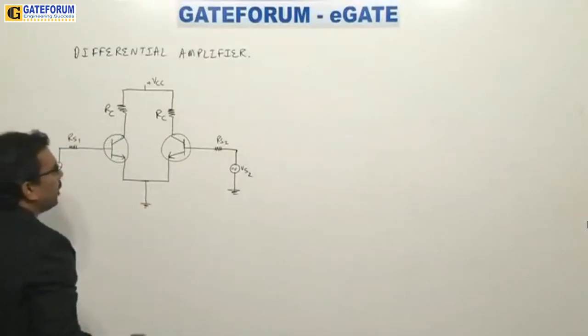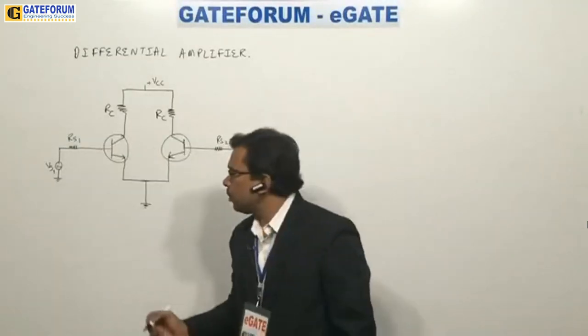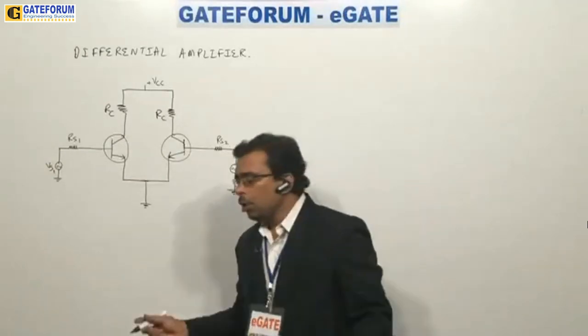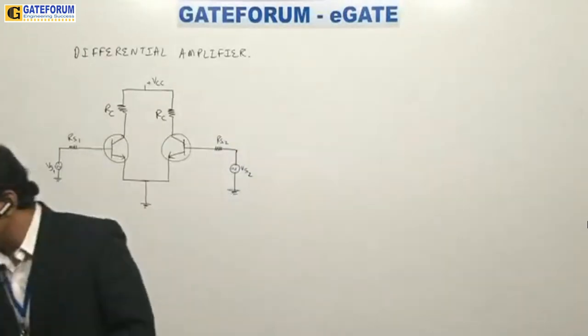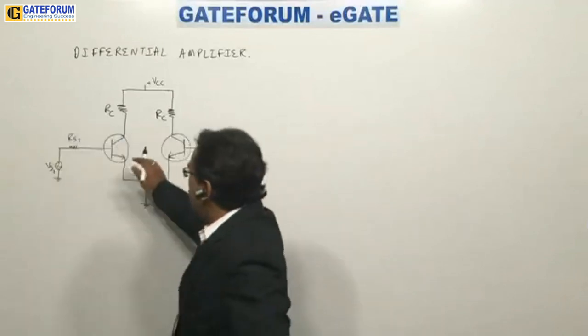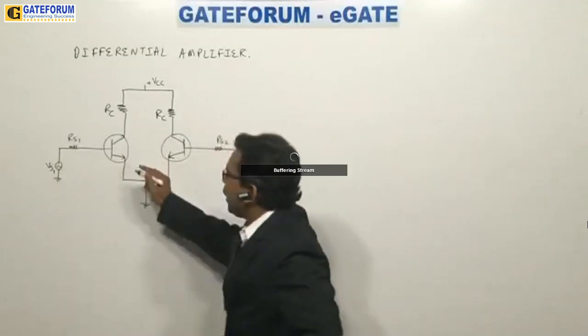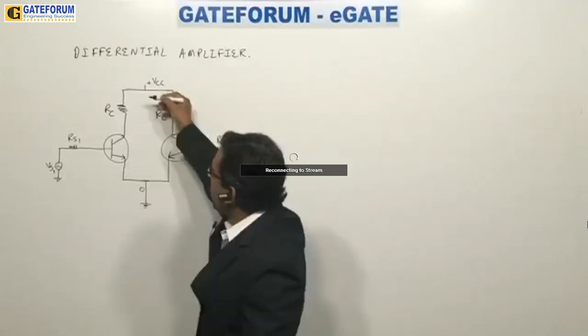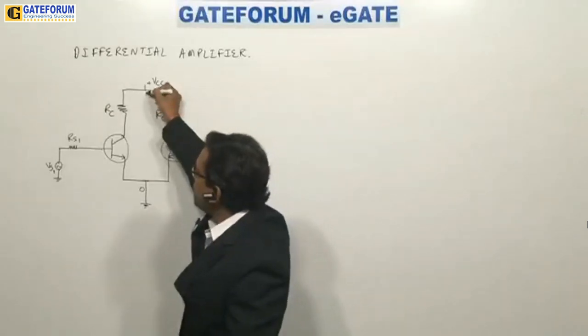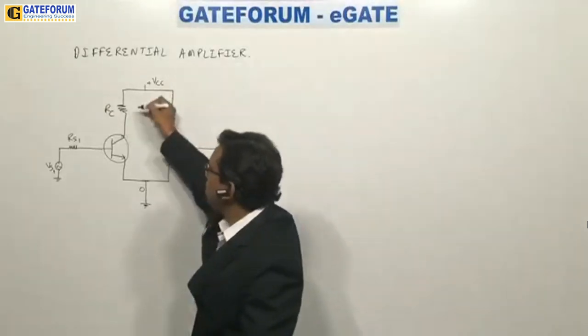Now, everybody try to see here. Do not copy this diagram. These changes will be there in this diagram. Now, you try to see that the difference amplifier here has got a power supply from this point VCC.